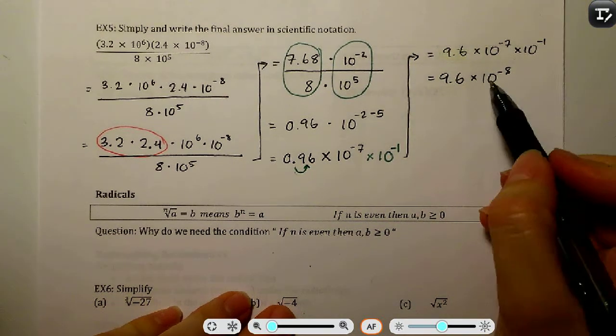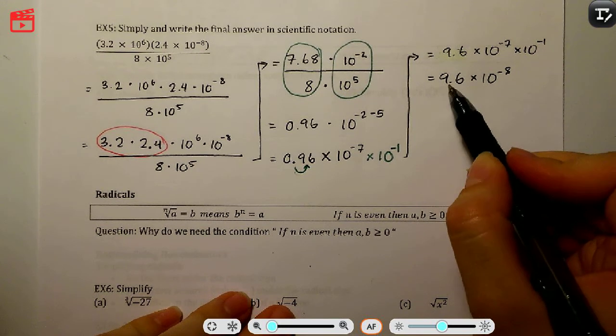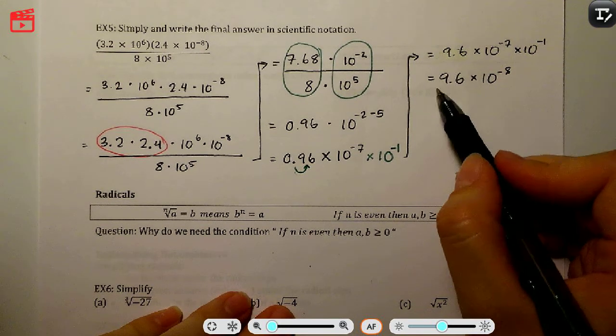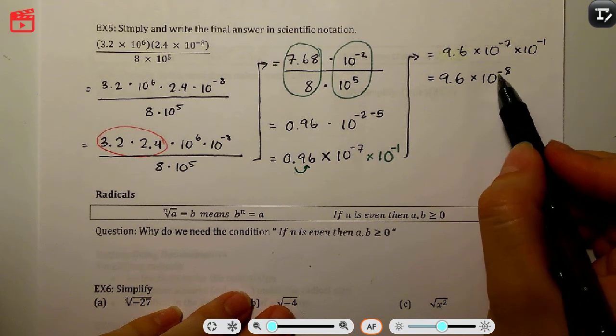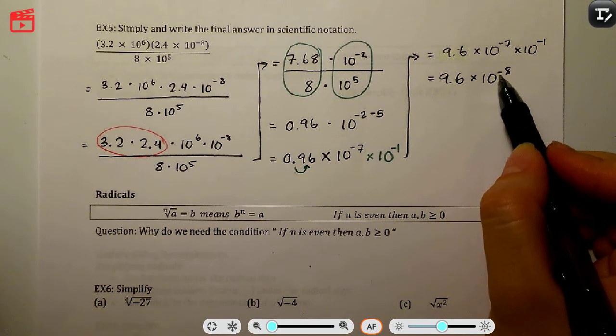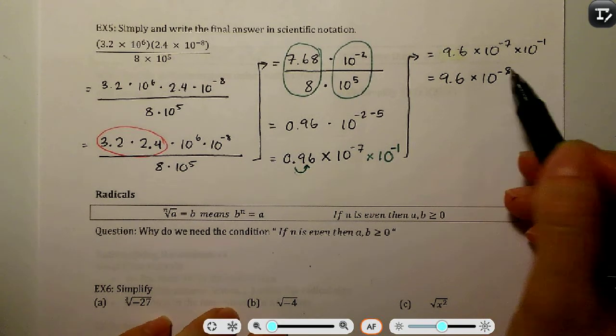And there we go, let's check. Do I have the x symbol? Yep. Do I have the 9.6 that's in between 1 and 10? Yep. Am I allowed to have a negative? Yes, remember we're allowed to have a negative exponent in scientific notation. So this answer is good.